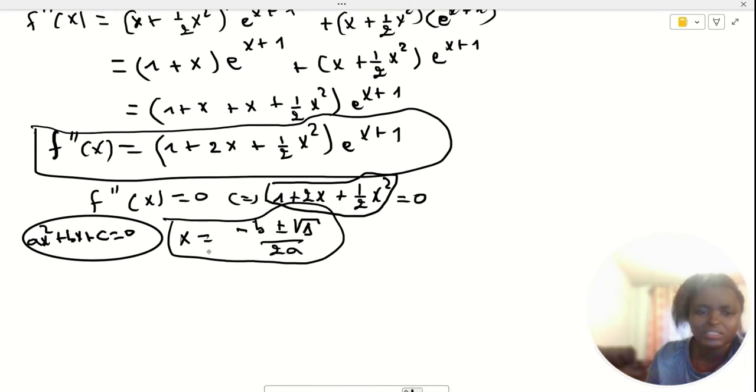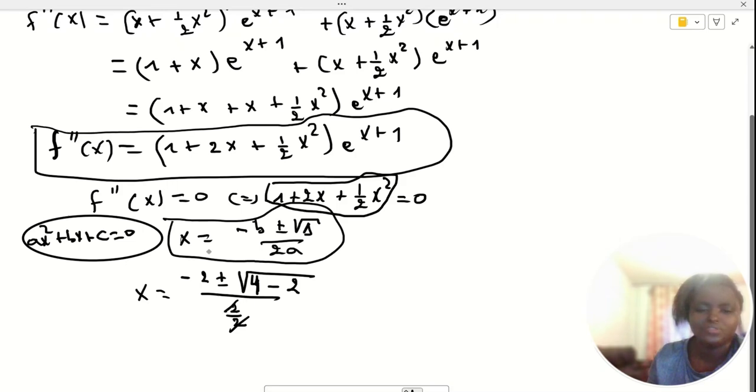So then we will get x equal to, in our case b is 2, then minus 2 plus or minus the square root of the discriminant. Do you remember the discriminant is b squared minus 4ac? B squared is 4, minus 4a, where a is 1 over 2, then minus 4a, then this is minus 2, over 2a. A is 1 over 2, then 2 over 2. The 2 and 2 are simplified, and then we get minus 2 plus or minus square root of 2.